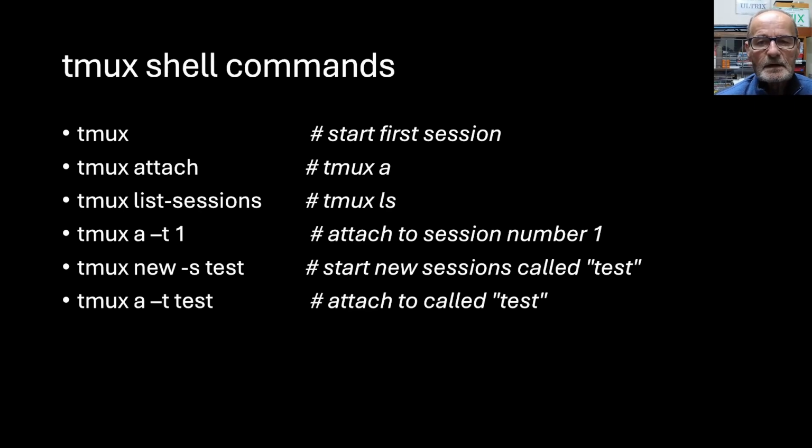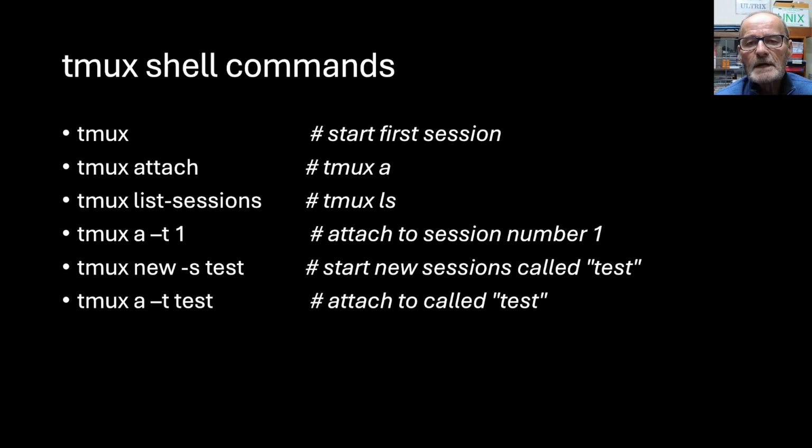To actually start a tmux session, you simply type tmux. To attach to an existing session that's already running, you type tmux attach or tmux a. You can usually use abbreviations as long as they're unambiguous. You can list the current sessions with a tmux list-sessions or a tmux ls. You can attach to a session by a specific number because by default they are numbered. So tmux a -t1 will attach you to session 1.